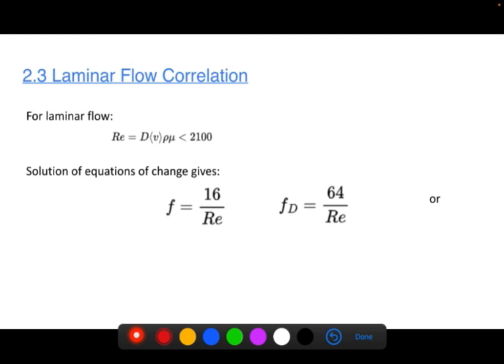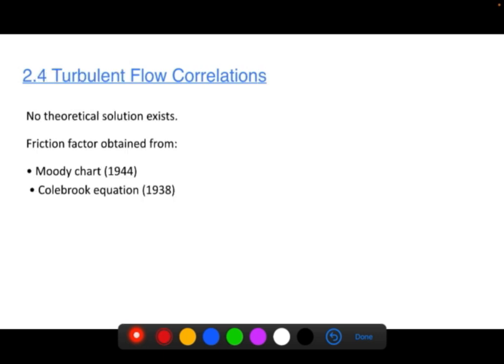So the solution of the equation gives us the value f equals 16 by Re and f_D equals 64 by Re. For turbulent flow correlations, there exists no theoretical solution for turbulent flow. The friction factor is usually determined by the Moody chart given in 1944, in which it is expressed as a function of Reynolds number and relative pipe wall roughness, that is epsilon by d.